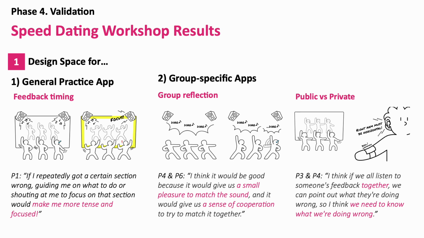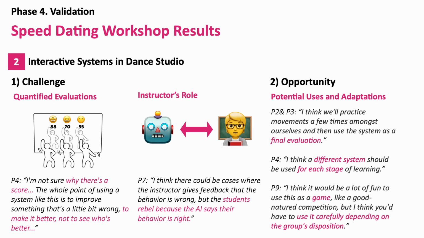Second, group reflection. There was passion for features that promote cooperation, such as using sound to help dancers match their movements. Lastly, public versus private feedback. Interestingly, some participants preferred public feedback, suggesting it allows for collective learning and pointing out errors together. They also discussed challenges and opportunities of interactive systems.